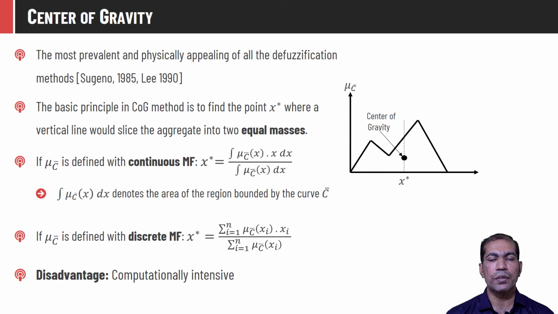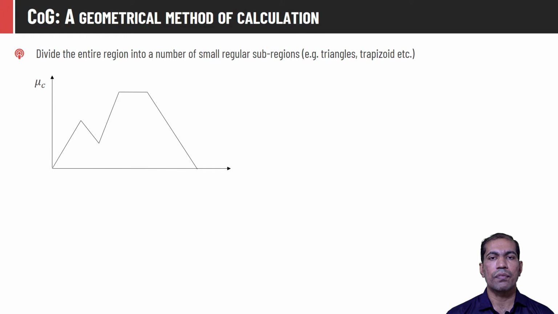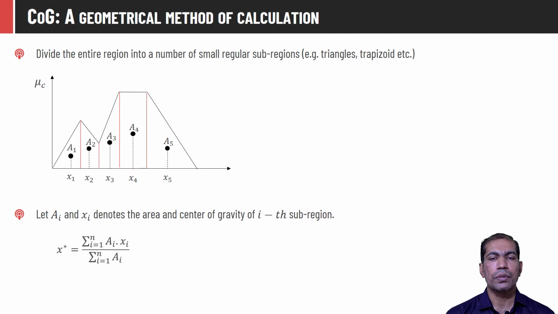However, although this method is quite accurate, it is computationally very intensive because we need to find areas and centroids. If we are given the union of different fuzzy output functions as shown here, then we can divide this entire big region into smaller subsegments, with shapes like triangular, trapezoidal or rectangle. We can compute the area of each individual segment, and apply this formula to compute the crisp value using the center of gravity method. This equation is identical to the previous one because Ai is nothing but the integration of mu C bar of x dx, which represents the area spanned by the polygon Ai.